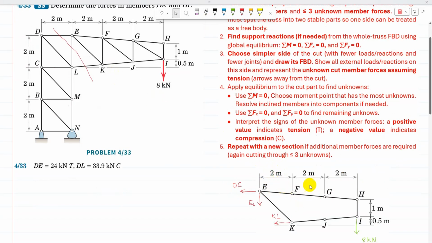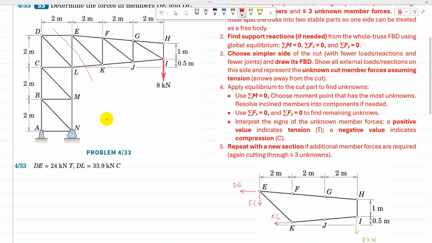The free body diagram is drawn, and on that free body diagram I have shown the external load of 8 kilonewton at I, and then the unknown cut member forces, assuming tension. DE is one cut member force, EL is the other cut member force, and KL is another cut member force.